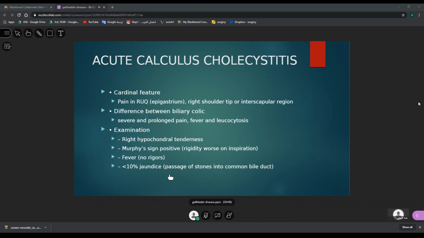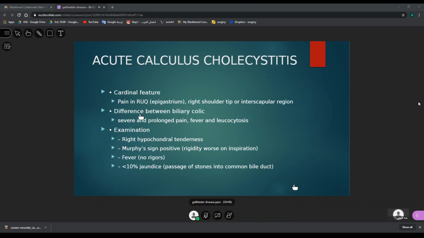All right. So acute calculous cholecystitis, the patient presents with pain in the right upper quadrant or epigastrium. This pain radiates to the right shoulder and tip of the interscapular region. Difference from biliary colic, which is severe, prolonged pain, fever, and leukocytosis. On examination, the patient has right hypochondrial tenderness, Murphy sign, and fever. Less than 10% of patients have jaundice.